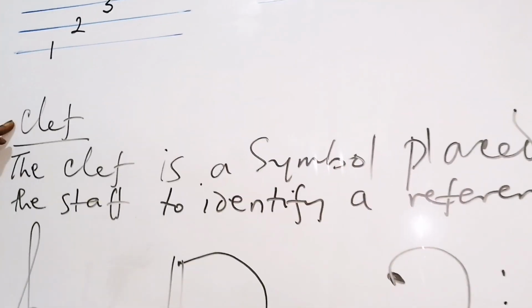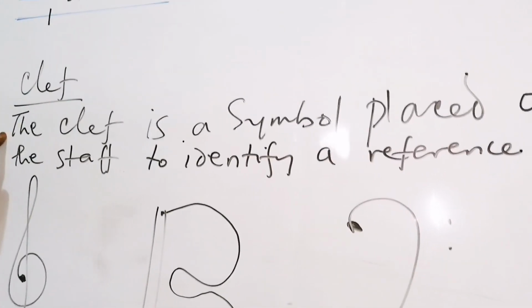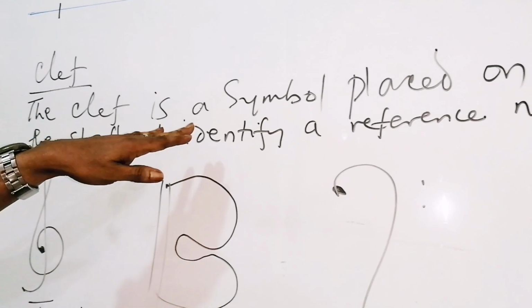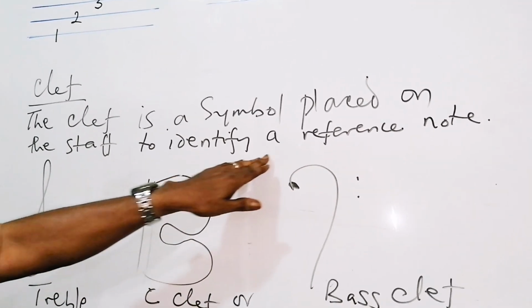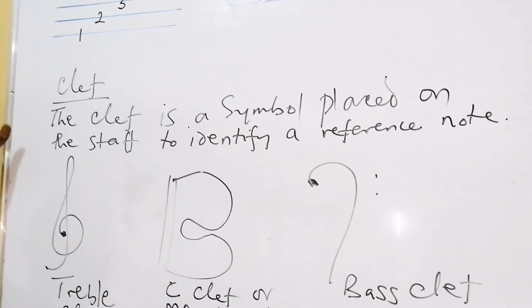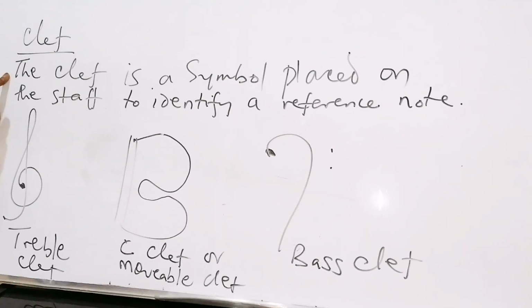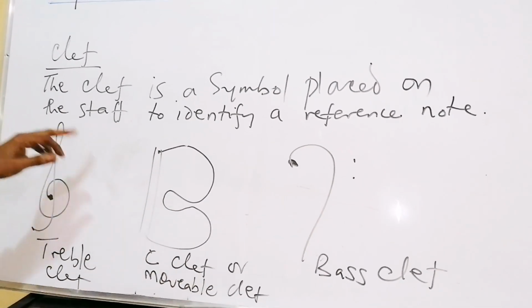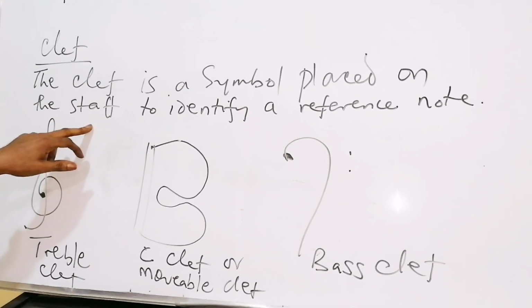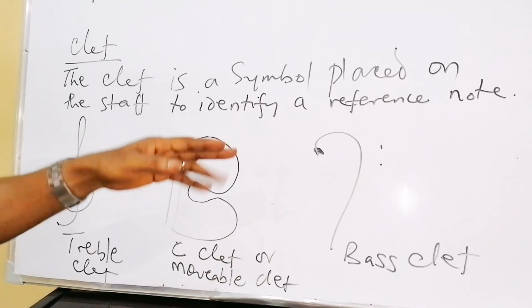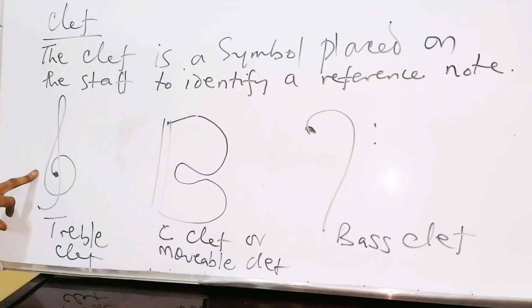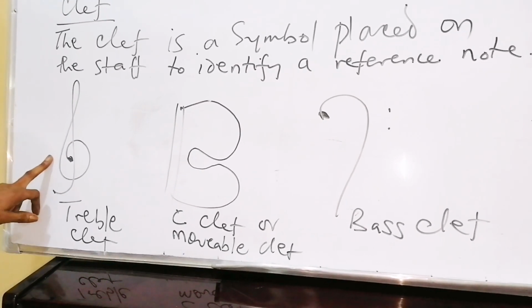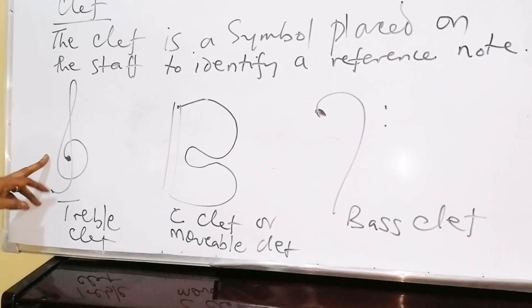Now, a clef is simply a symbol placed at the staff to identify a reference note. I repeat myself. The clef is a symbol placed at the staff to identify a reference. It is always placed at the beginning, at the commencement. And you can have the samples of the various clefs we have.